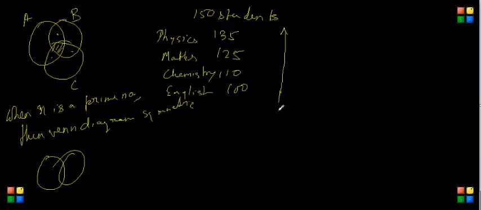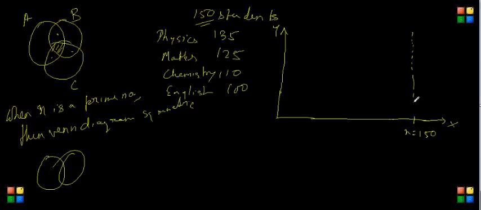Let me draw an XY plane. This is my y-axis. This is my x-axis. First of all, the total number of students is 150, so I will draw a line whose equation is x equal to 150. I have 4 variables here representing the number of students passing in the respective subjects.